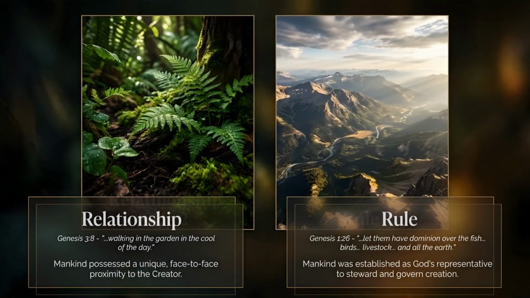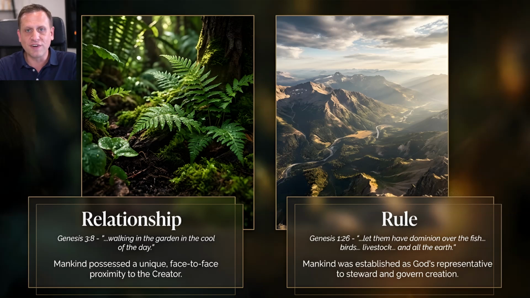Within this spoken creation, what is humanity's unique place? Genesis establishes two defining pillars for human identity: relationship and rule. First, relationship. Look at Genesis 3:8, which mentions that God was walking in the garden in the cool of the day. Before sin entered, humanity possessed a unique face-to-face relationship with their Creator. We weren't created as distant, impersonal subjects, but for intimacy, communion, and shared space with God.